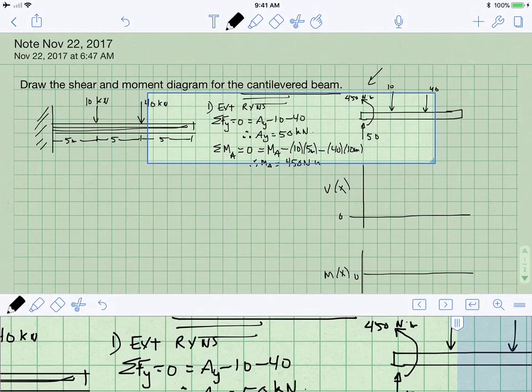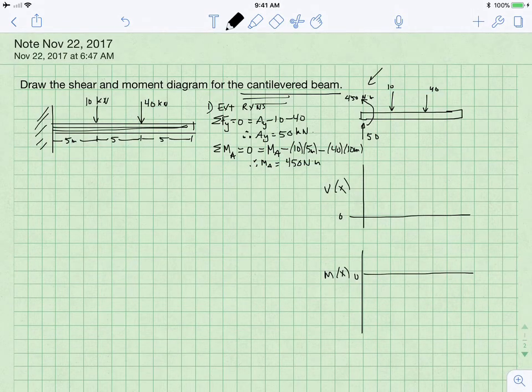So let's step away from it for a second and see if our answers make sense. Yes, it makes sense that 50 is equal to 10 plus 40. It makes sense that the moment is going to be in that direction. So we're ready to move on to step two.